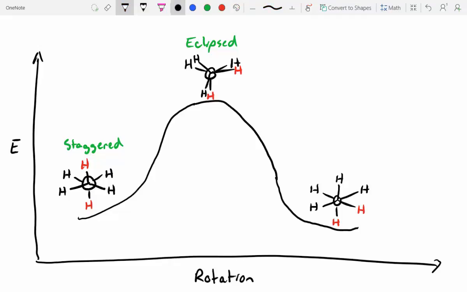Do you think we can keep on twisting this? Yeah, so if we keep on going, this can continue on forever and ever, until your hand cramps up at least. All right, this does require an input of energy, like I said. This input of energy is 3 kcals per mole.